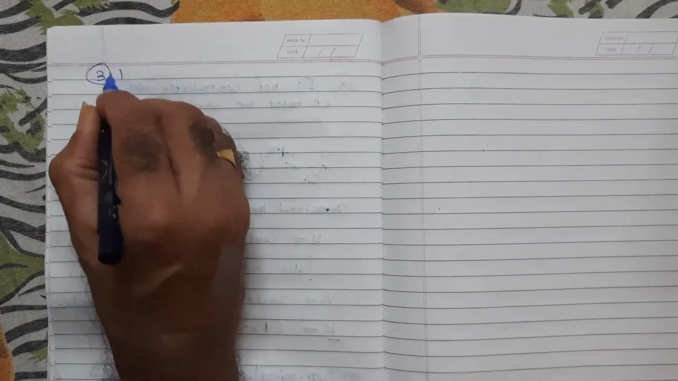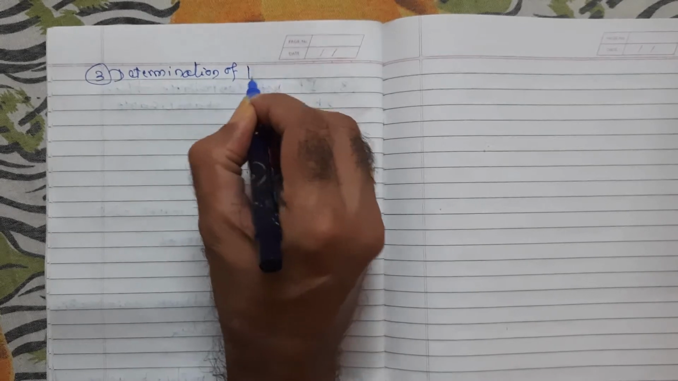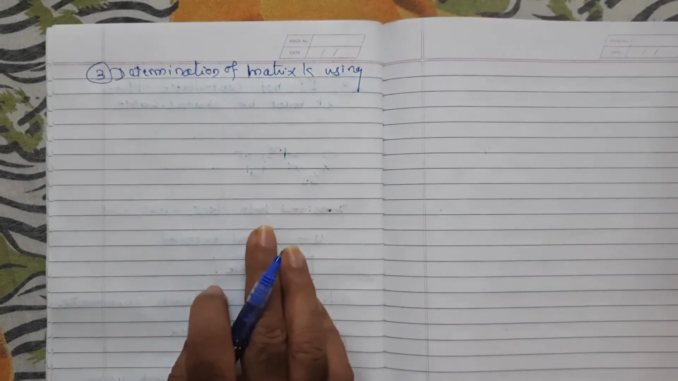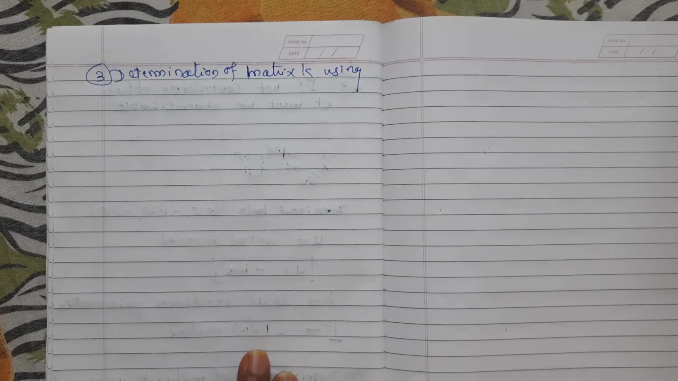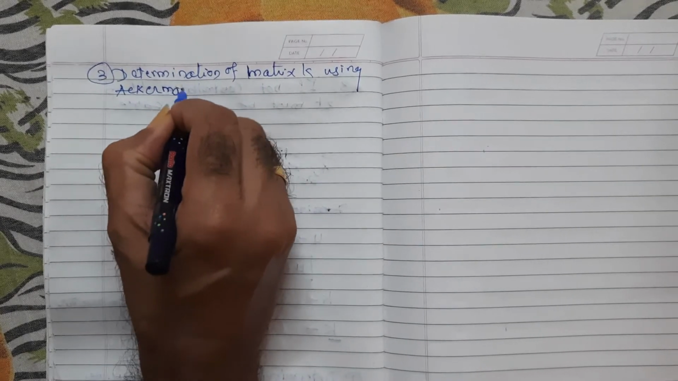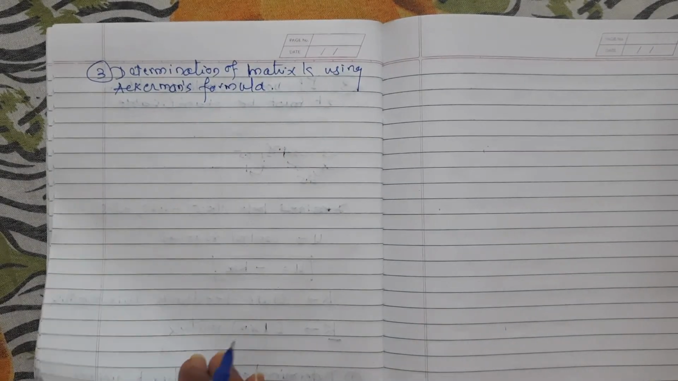Third one is the determination of matrix K using Ackermann's formula. So there are three methods.